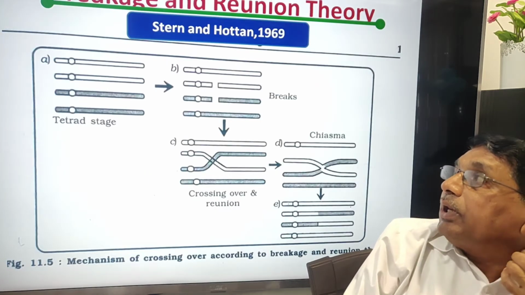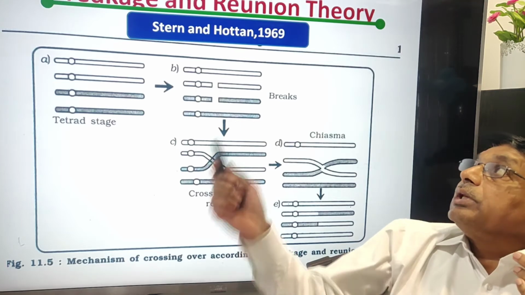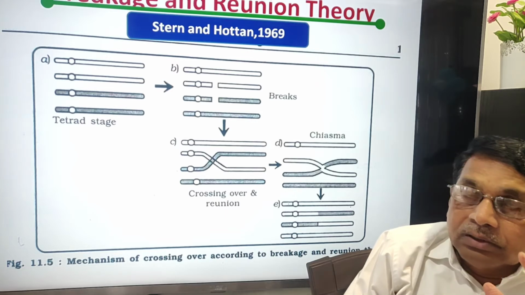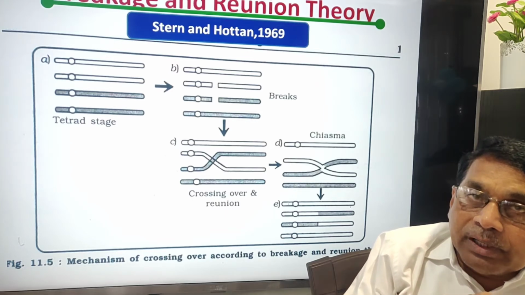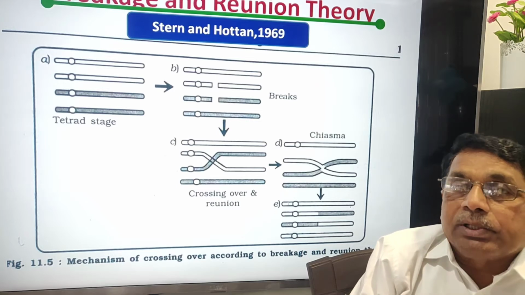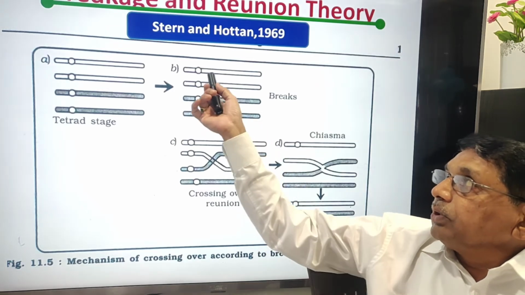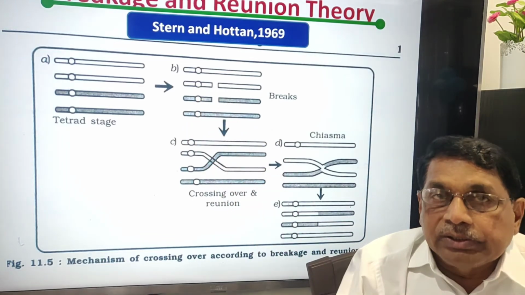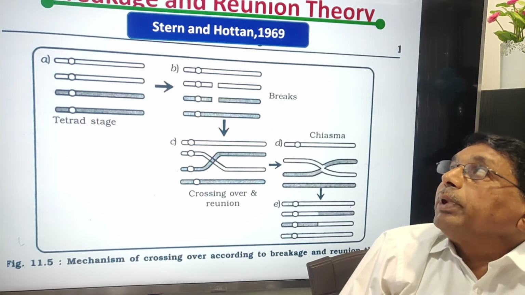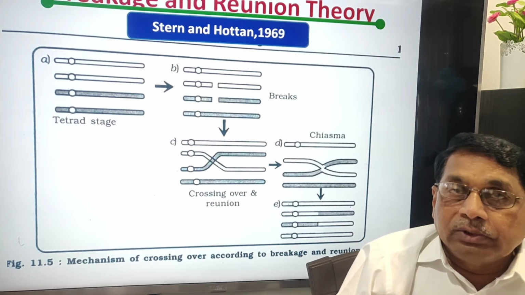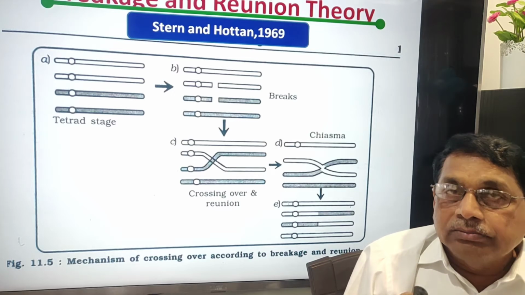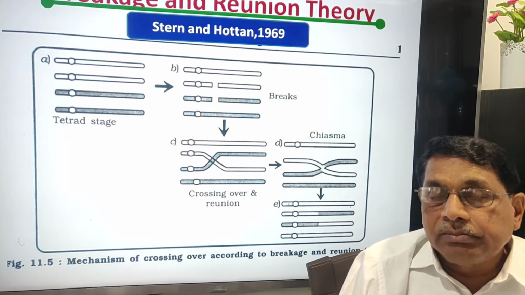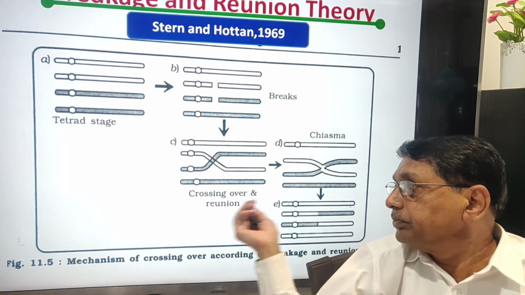Then breakage and reunion. According to this theory proposed by Stern and Hotta, 69, before crossing over, the chromatids break at a particular point. Here, look at here. Then they are exchanged, united. This is called breakage and reunion. The two chromatids break at a particular point, exchange the chromatid fragments and reunite.